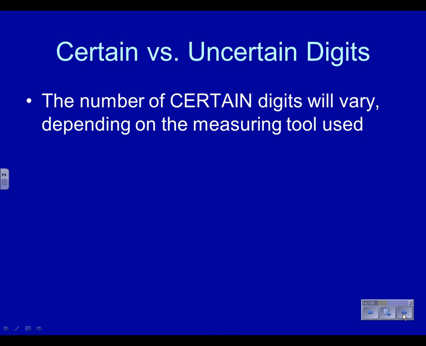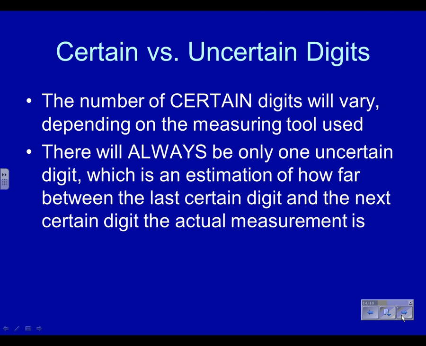So based on the measuring tool that we use, I will say ruler in a general sense, but it could be a ruler, it could be a balance, it could be a graduated cylinder, whatever. The number of certain digits that we have in our measurement changes depending on the ruler that we're using. However, there is always only one uncertain digit. My bad. That uncertain digit is our best guess as to how far it is between the two lines that we know for sure.